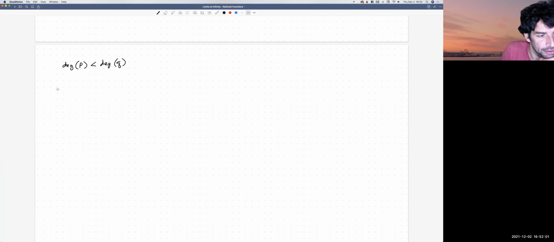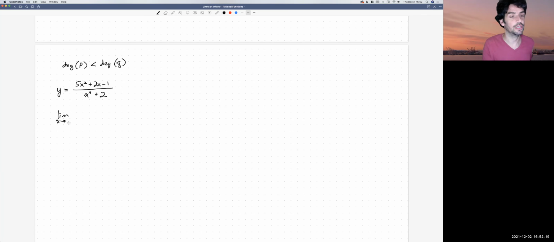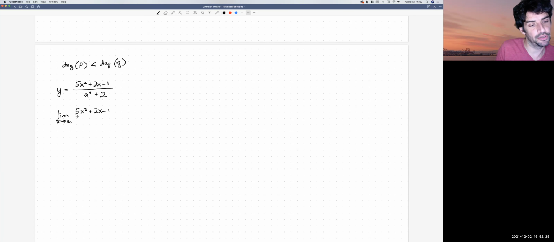So as an example, I'm going to do y is equal to 5x squared plus 2x minus 1. And in the denominator, we'll have x to the 4th plus 2. So we want to take the limit again as we go to infinity. We'll get 5x squared plus 2x minus 1. We're taking this limit.